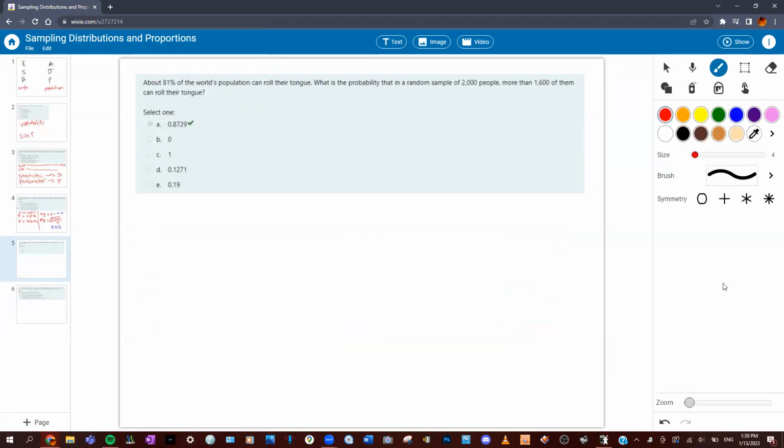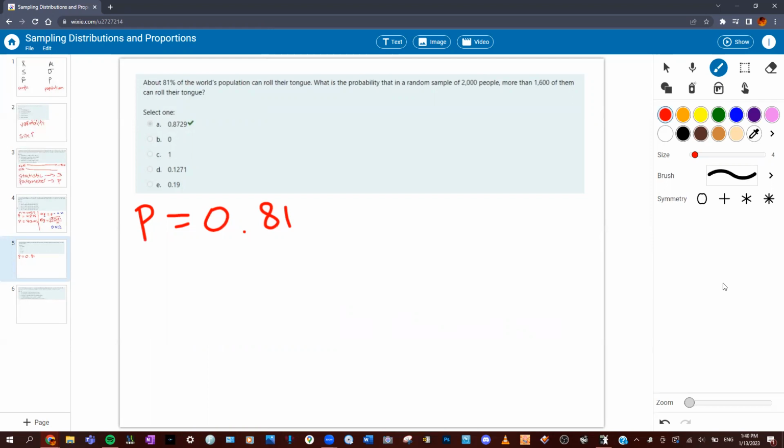Let's see. 81% of the world's population can roll their tongue. So that's a population value, so we're not going to put a hat on that. Let's just go ahead and make it a decimal. What's the probability that of a random sample of 2,000 people, 1,600 of them can roll their tongue? So now things get a little bit strange here, because it's asking for a probability this time.